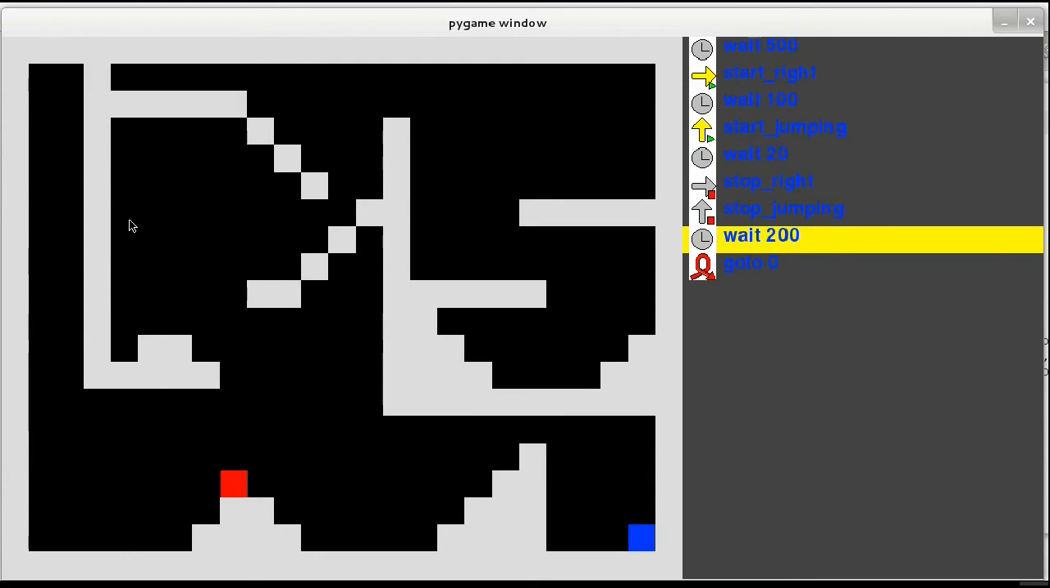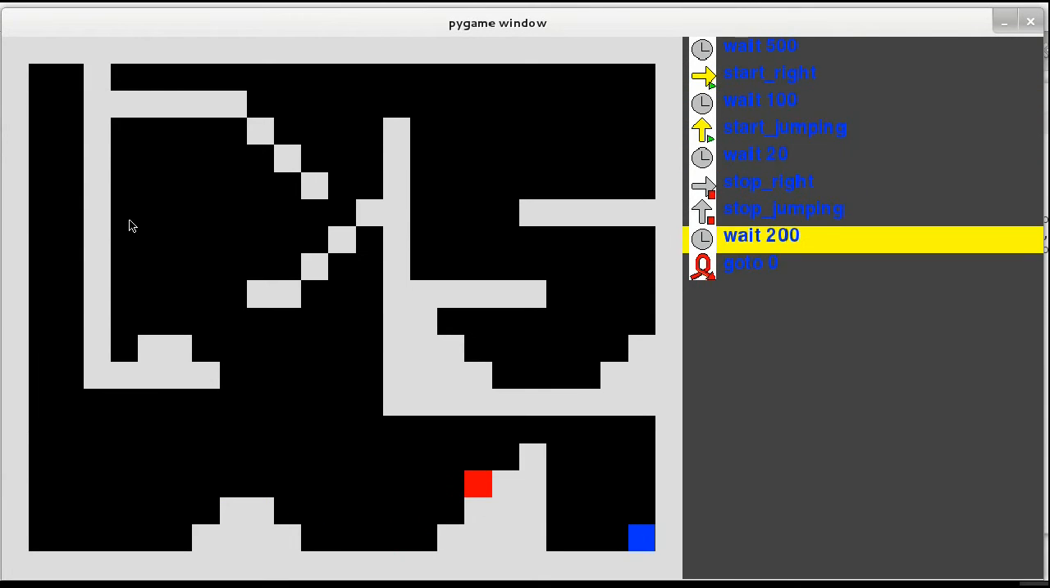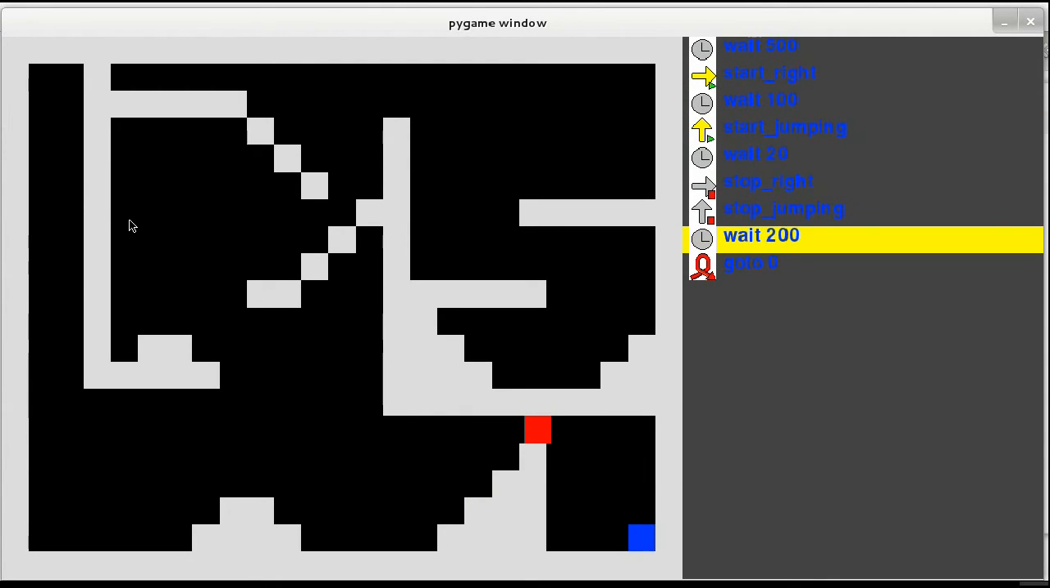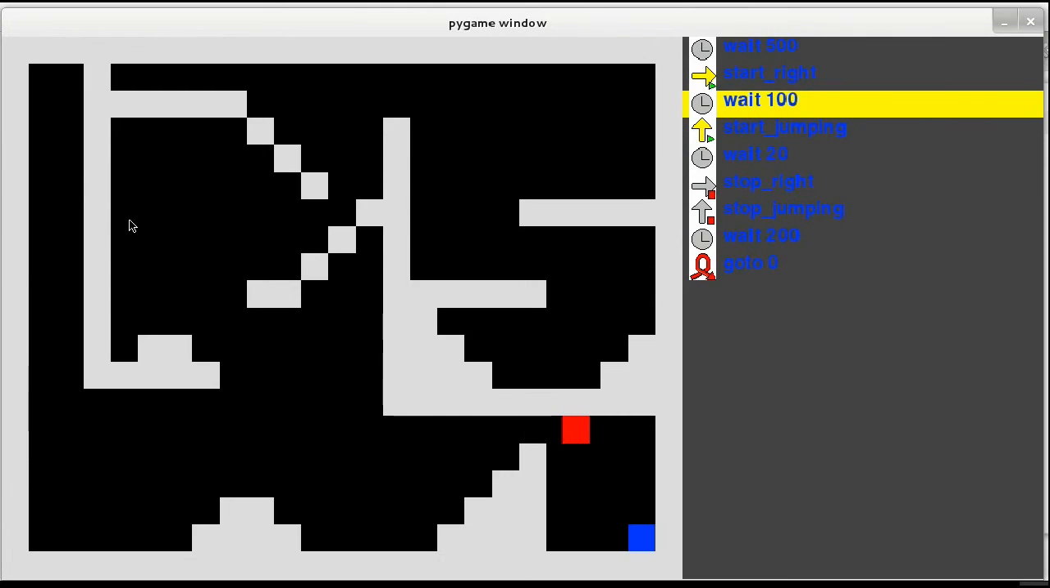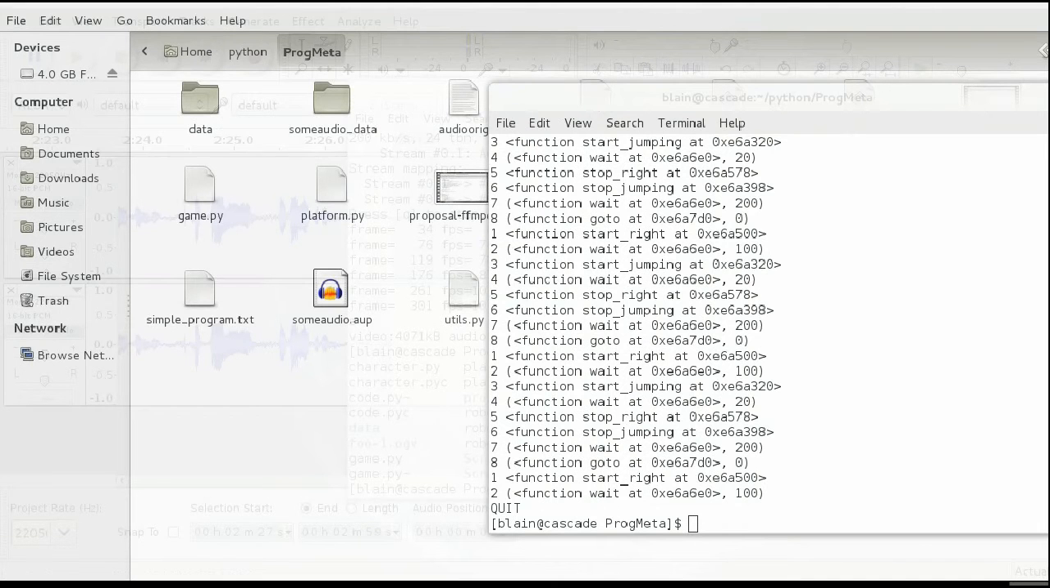And on our right here you can see the program that's been loaded in, and it's actually running in real time here. I've put a couple of waits in there so you can actually see what's happening. It's just running along, jumping, running along, jumping, and the goal is to get to the end of the blue square. It's a very simple level, but you get the idea.